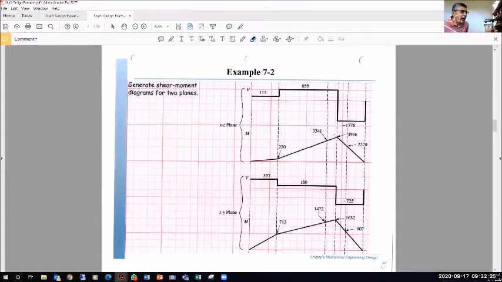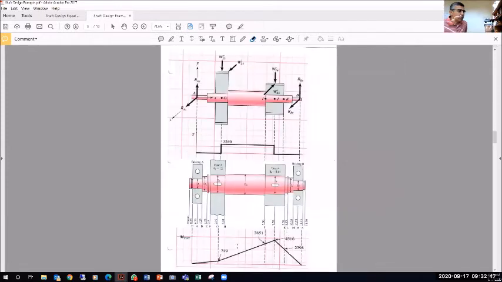Okay, after that, I really want to consolidate and use these two diagrams to find the resultant moment at each section. So if I take the square root of my My squared plus Mz squared, that will give me the resultant. And I keep doing this at each of these sections. In doing so, I will be able to come up with this M total, or the resultant moment at each section.